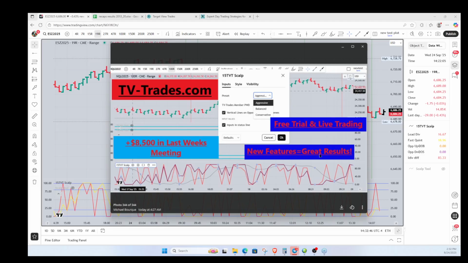We have some new features. The results have been really great. I'm going to trade it today. You guys will trade it with me. I don't have the midpoint on here because the midpoint doesn't really come into play with this. Last week's meeting we made $8,500 with 10 contracts, or $850 with just one contract. Most of that was on the ES.